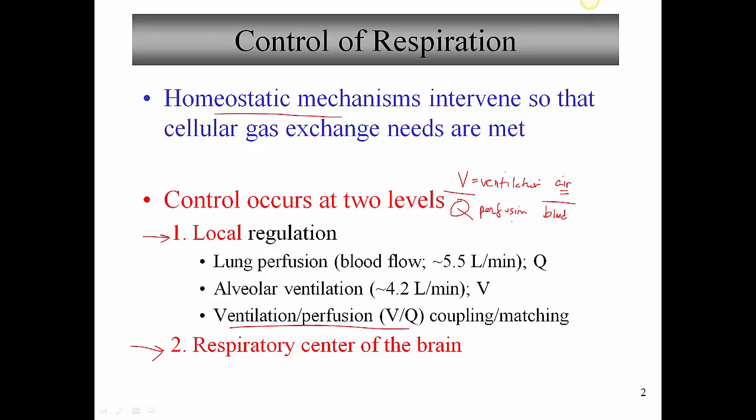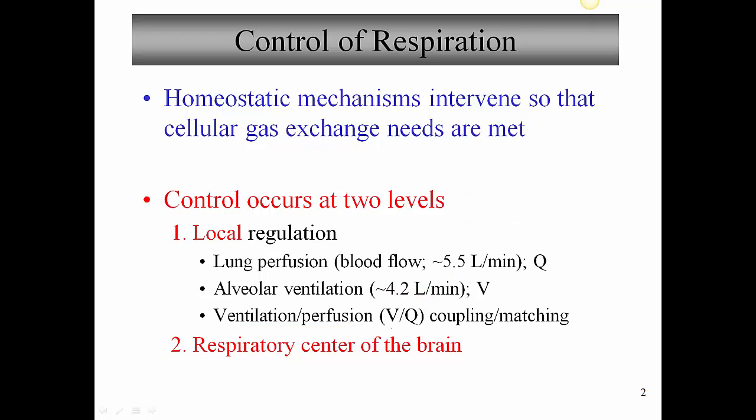portion of the lung. Usually the lung perfusion, that is the flow of blood through the lungs, is on the order of about 5.5 liters per minute. And if you remember, this is about the same as the blood supply. So basically we're saying that the entire blood supply moves past the lung every minute. Alveolar ventilation is about 4.2 liters or so every minute. So this is how much air we're moving in and out of the respiratory surfaces every minute.